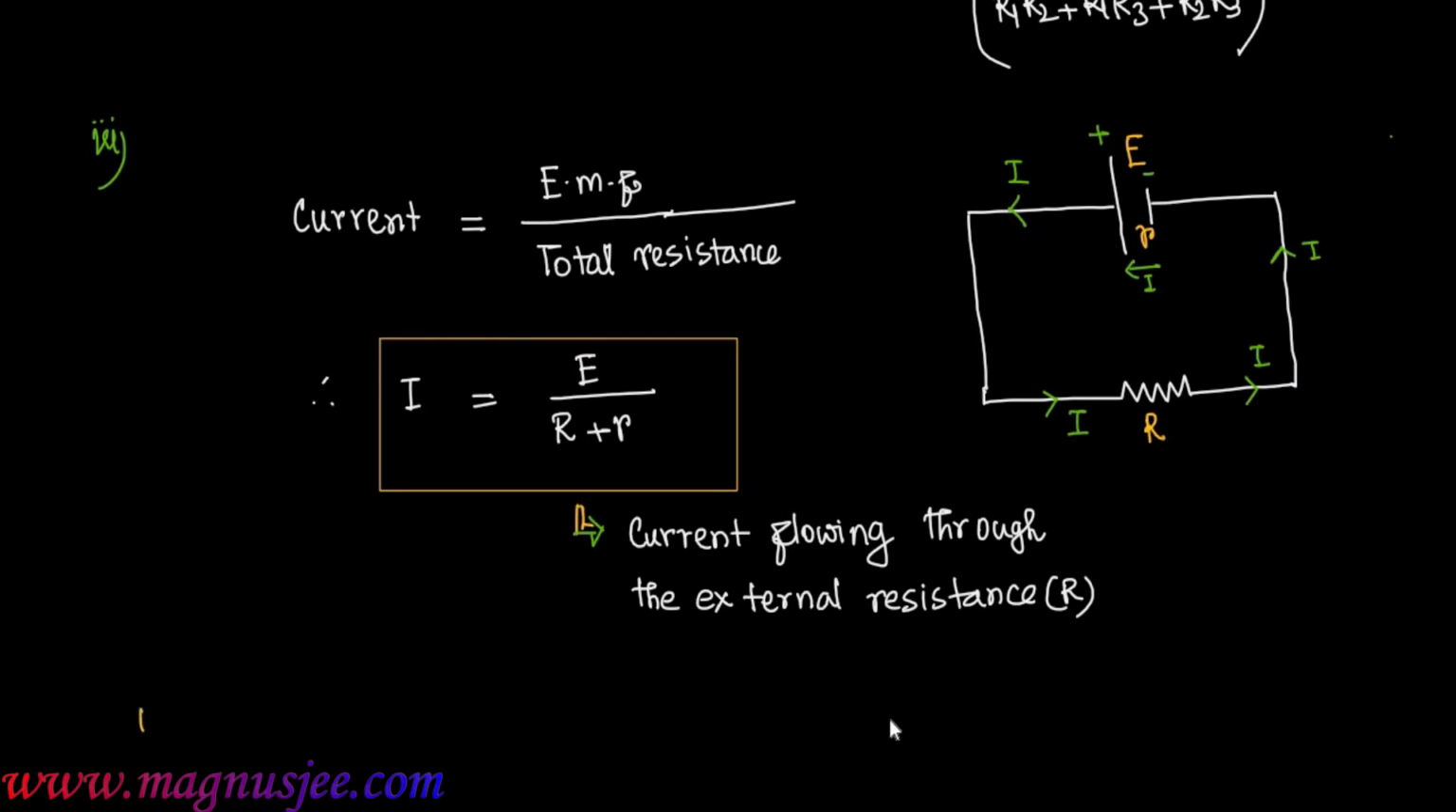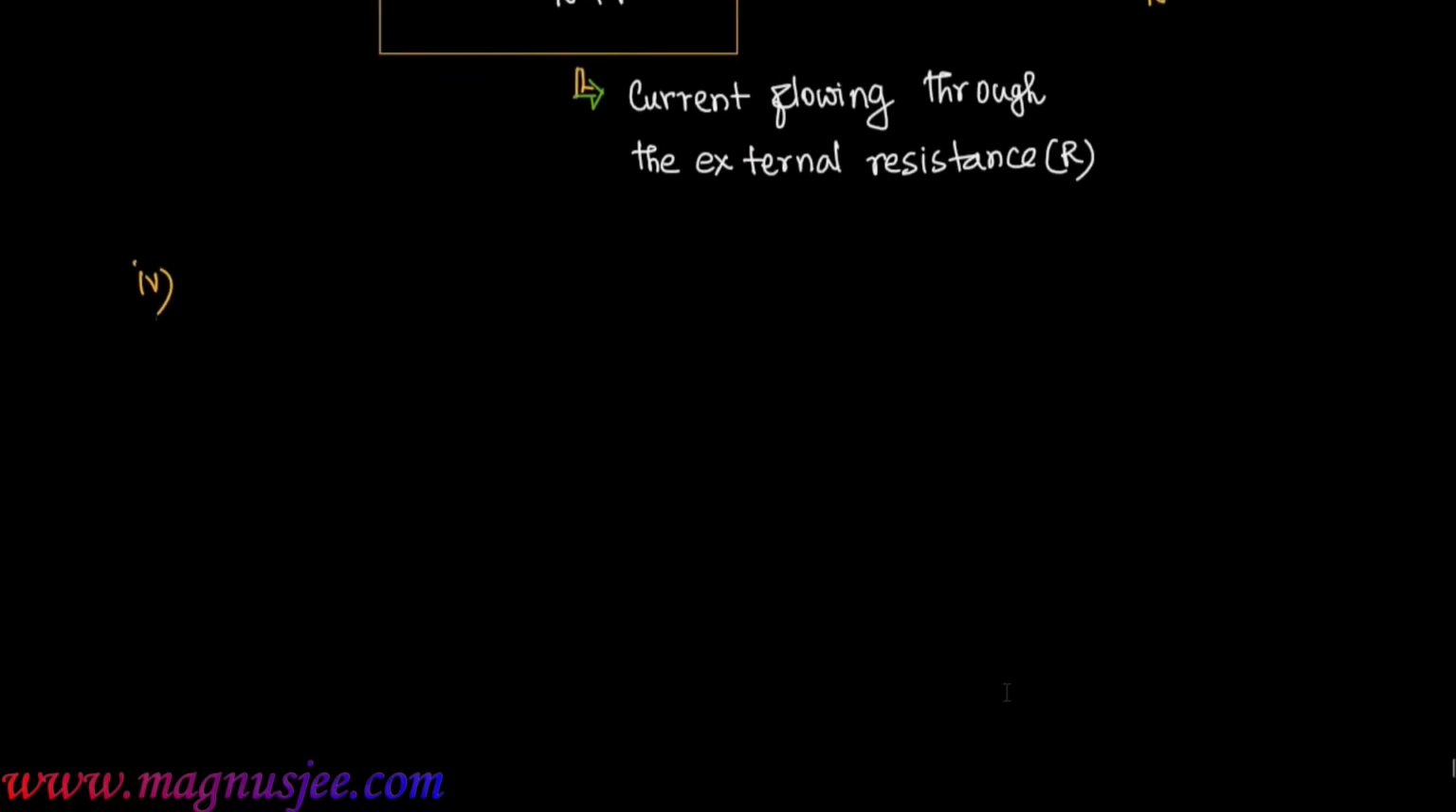I equals E divided by R plus r. Next concept, or next formula, in the chapter Current Electricity 1.